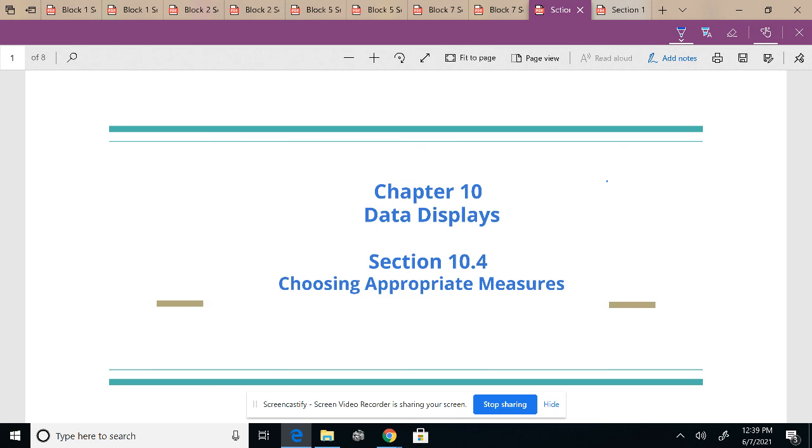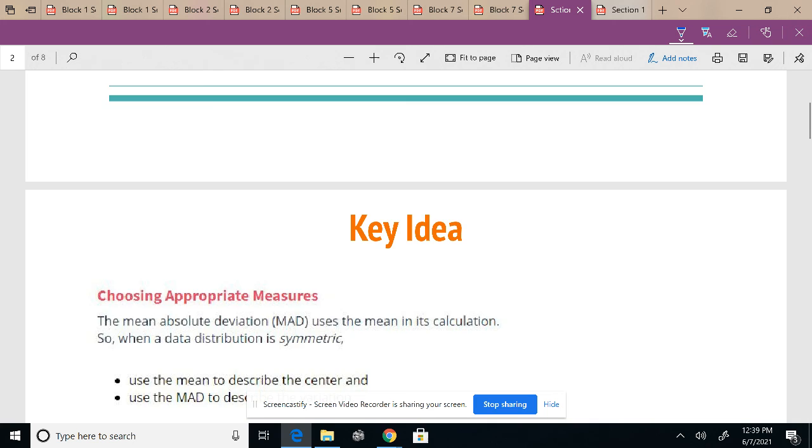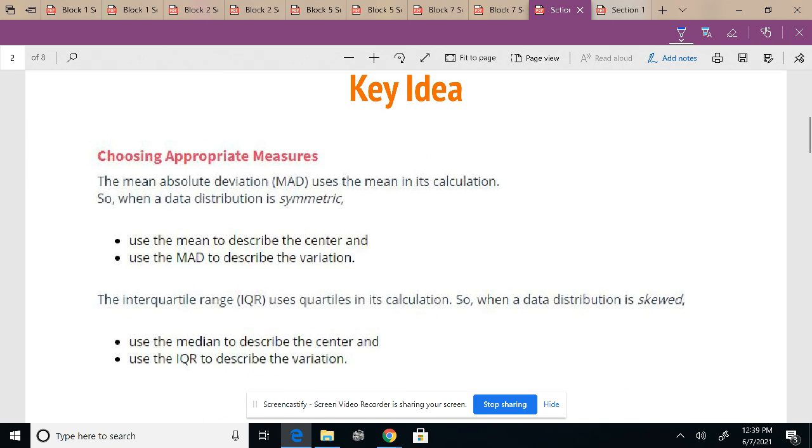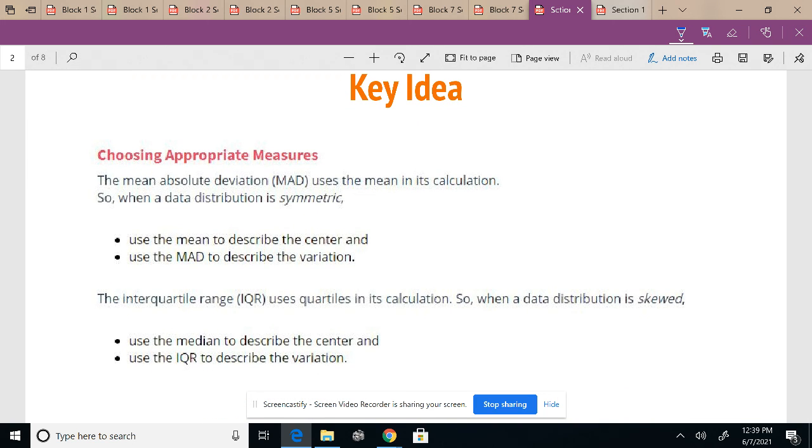All right, so we are working on chapter 10, section 10.4, choosing appropriate measures. So here's our key idea, choosing appropriate measures. Somewhere in your notes, you will need to make sure you know this because this will help you throughout the entire process. The mean absolute deviation, that MAD, uses the mean in its calculation.